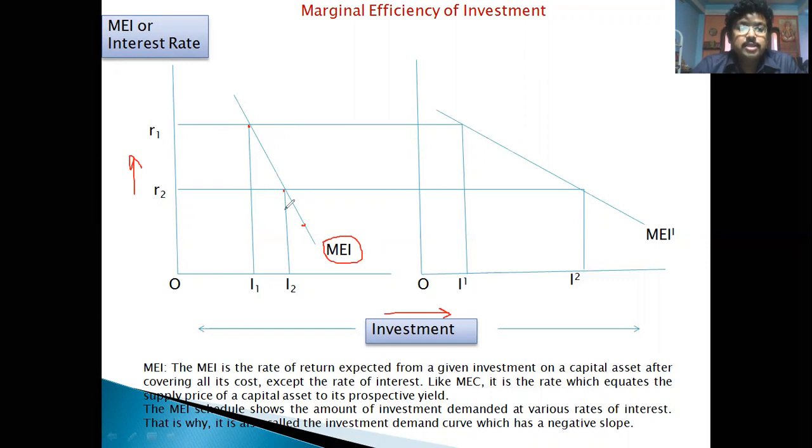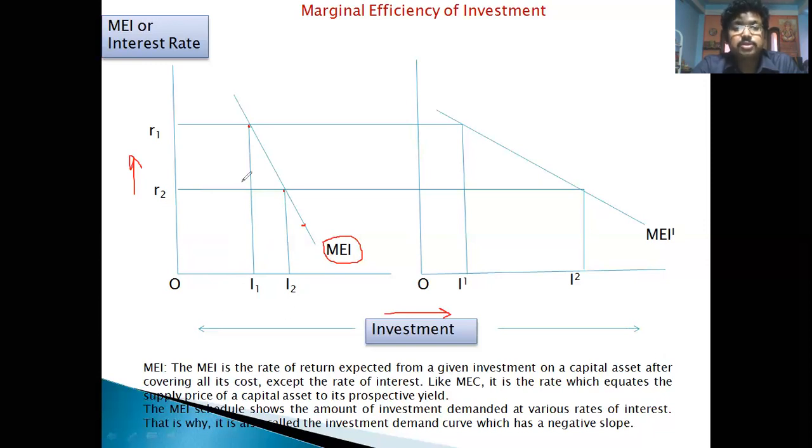Now look, it is a downward sloping curve because there is an inverse relationship between the investment and the market rate of interest. If there is an increase in the rate of interest, then investment will decline. We have seen it in our previous diagram. On the basis of the marginal efficiency of capital, the difference between the marginal efficiency of capital and the market rate of interest actually determines the investment. So if there is an increase in rate of interest, the investment will decline.